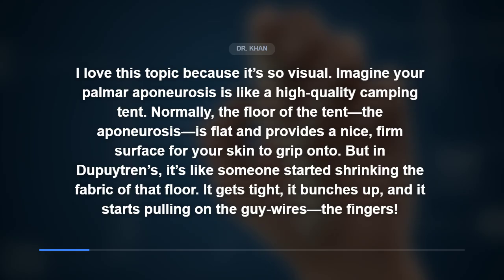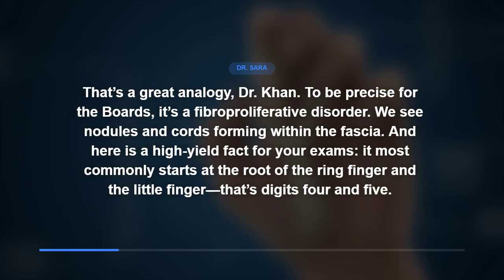I love this topic because it's so visual. Imagine your palmar aponeurosis is like a high-quality camping tent. Normally, the floor of the tent, the aponeurosis, is flat and provides a nice firm surface for your skin to grip onto. But in Dupuytren's, it's like someone started shrinking the fabric of that floor. It gets tight, it bunches up, and it starts pulling on the guy wires, the fingers.